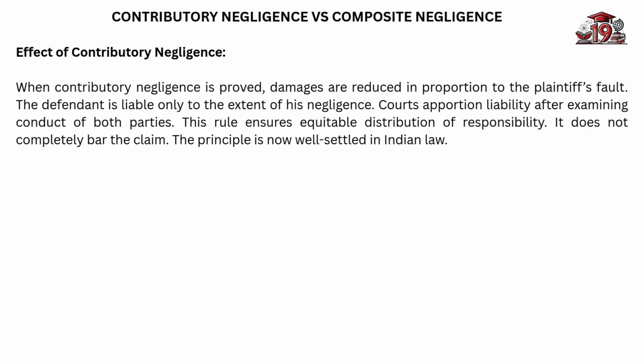Composite negligence. Meaning. Composite negligence occurs when two or more defendants are negligent and their combined negligence causes injury to the plaintiff. The plaintiff himself is not negligent in any manner. Each wrongdoer is jointly and severally liable for the entire damage. The injured person can recover full compensation from any one of the negligent parties. The burden of apportionment lies between the defendants.